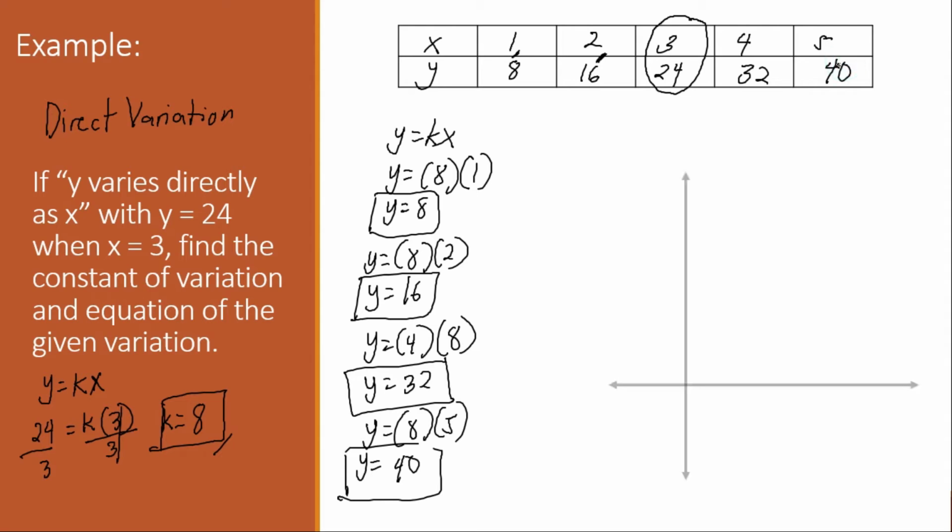Ngayon, ipakita natin siya sa graph. So, start tayo sa 1, 2, 3, 4, 5 sa x. Tapos 8, 16, 24, 32, and 40. Ayan, graph natin sila. 1 and 8, 2 and 16, 3 and 24, 4 and 32, 5 and 40. And connect the dots. Ayan. So, ito yung ating graph for the direct variation na given natin.